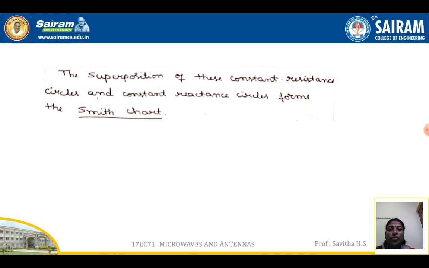The superposition of the constant resistance circles and the constant reactance circles forms the Smith chart. If we are going to solve any Smith chart problem, we will have one resistance value and one reactance value. The intersection of both the resistance and the reactance circles is what forms the Smith chart. We are combining both resistance and reactance, and the superposition of those circles is called the Smith chart.